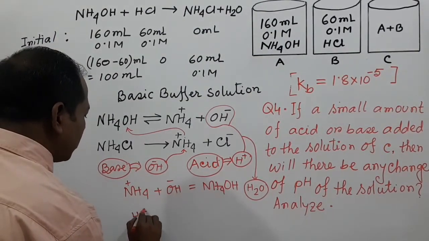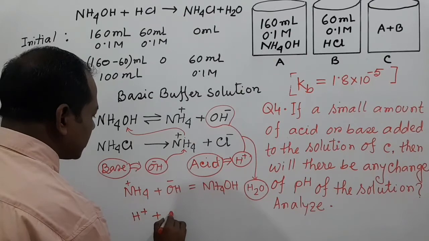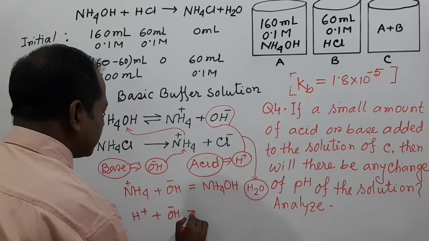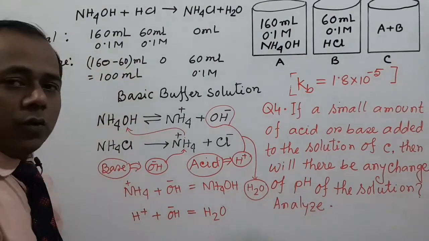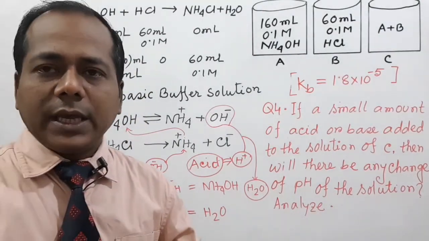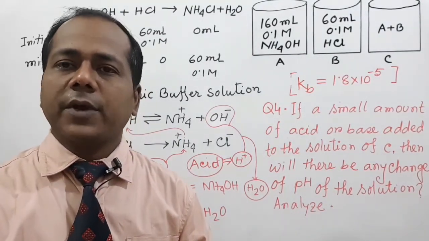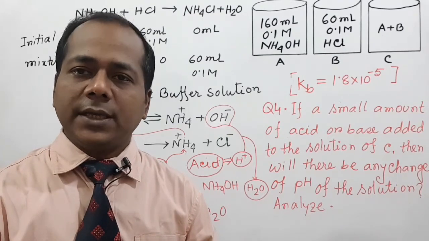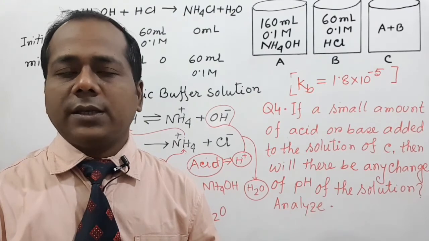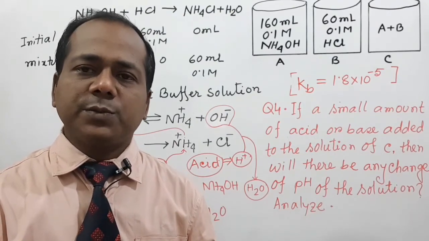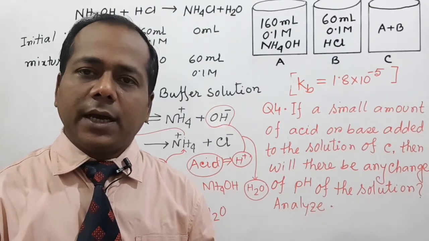Here the reaction occurs: H plus plus OH minus produce H2O. So we can see that if we add a small amount of acid or base in this basic buffer solution, then the pH of this buffer solution remains unchanged.